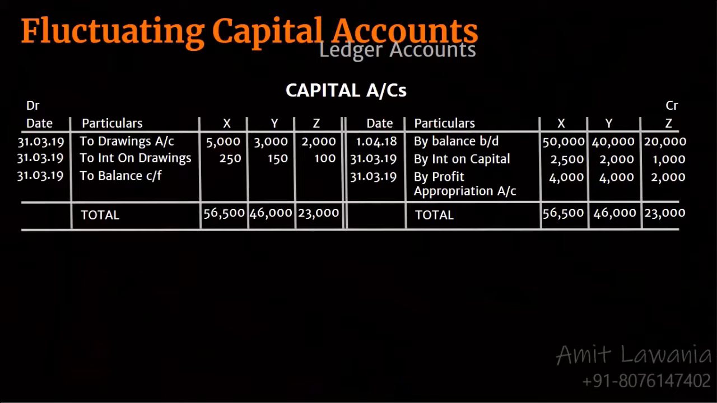That comes out to be rupees 51,250 for X, 42,850 for Y, and 20,900 for Z. These amounts will then become the opening capital for the next financial year of the firm and for the partners.